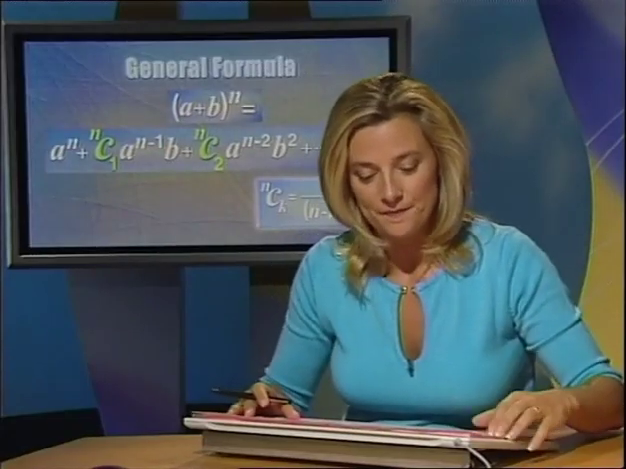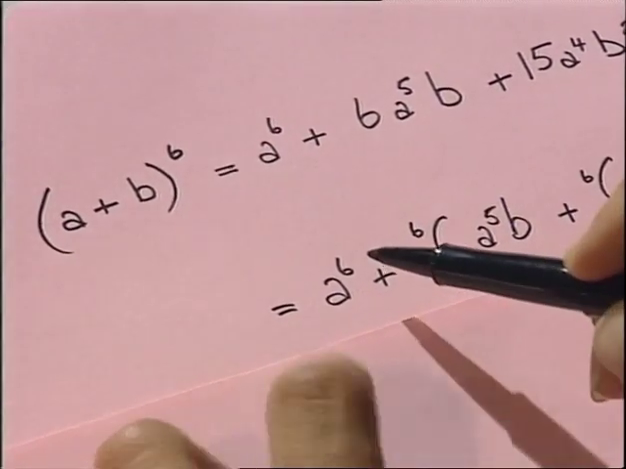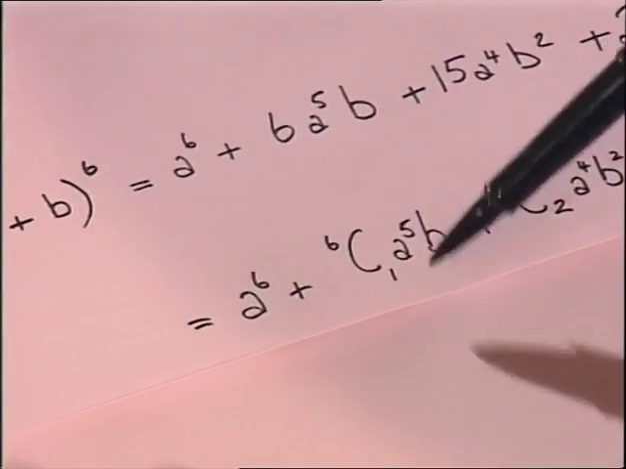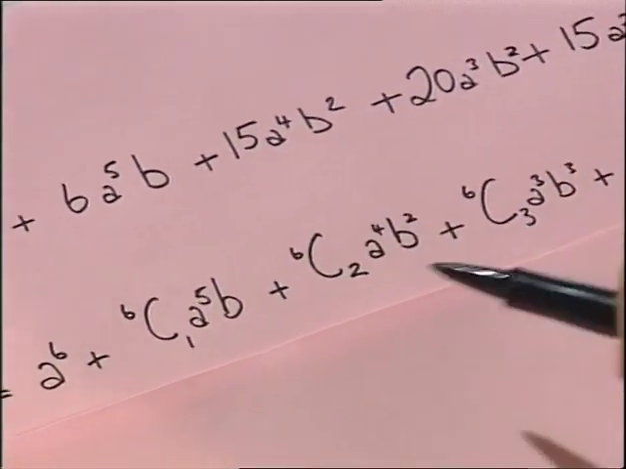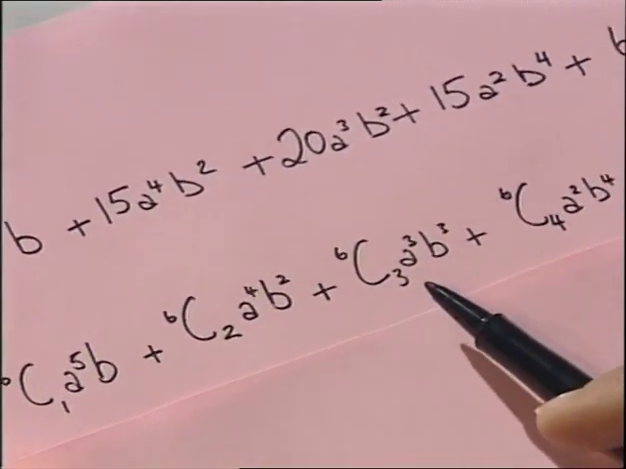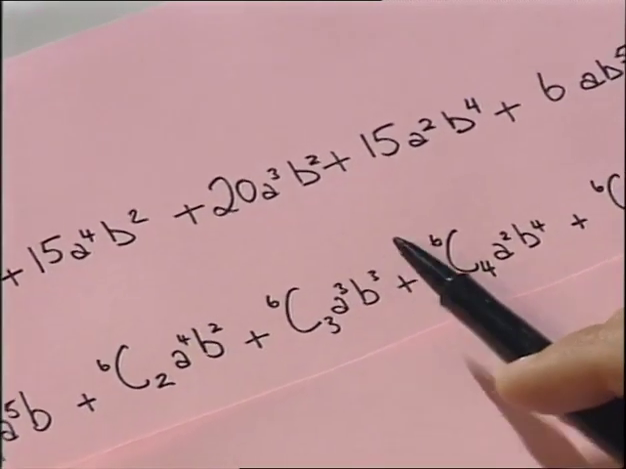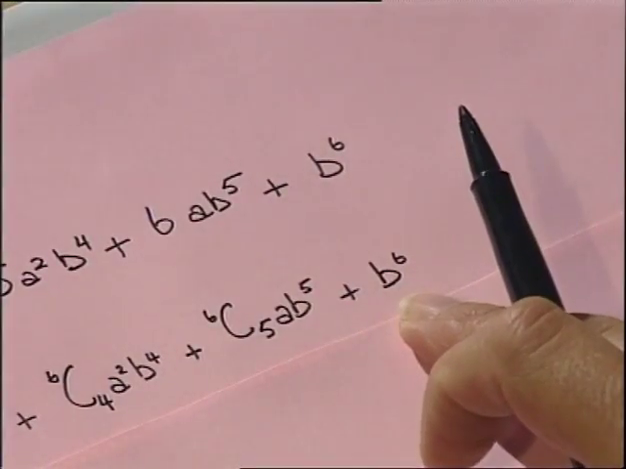So, n is 6, and we get a^6 + 6C1 a^5 b + 6C2 a^4 b^2 + 6C3 a^3 b^3, and so on until you get to b^6. So you do a straight substitution there.